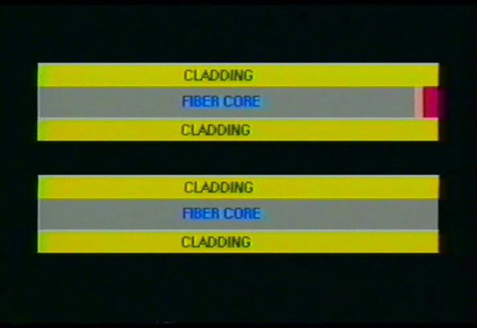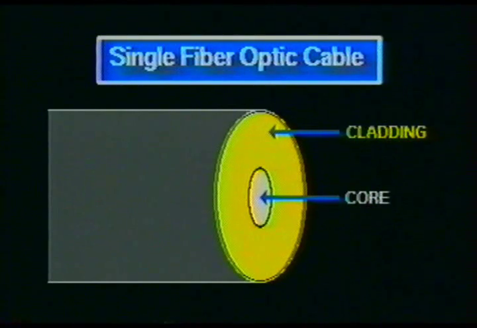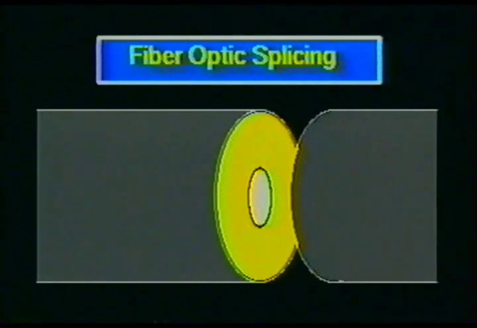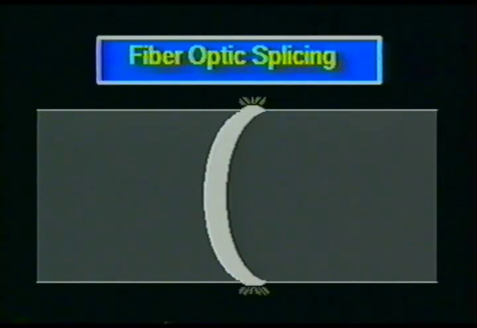This video is designed to teach you about the basic operating principles of fiber optics and how they are used in today's communication systems. You will learn how the various types of fiber optic cables are made and used. You will also learn about the techniques used to connect these cables together to form junctions and splices.